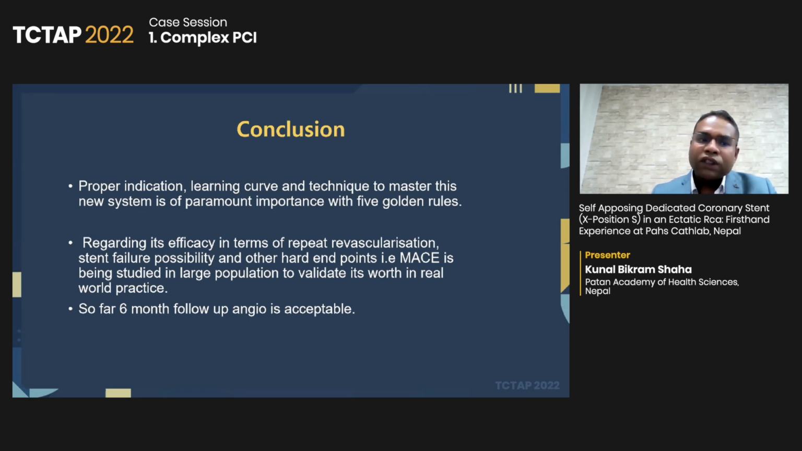So my conclusion is proper indication, learning curve, and technique to master this new system is of paramount importance, but we need to follow the basic rules, which is actually derived from our basic PTCA rules itself.